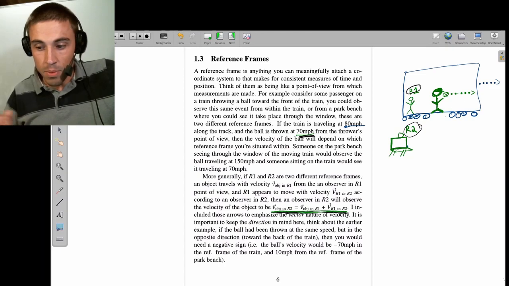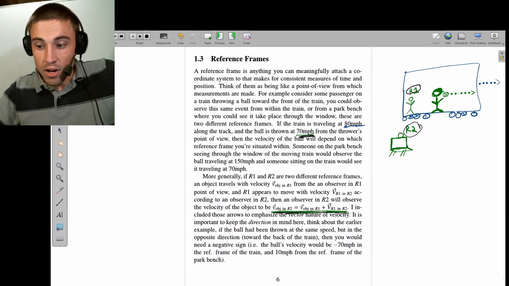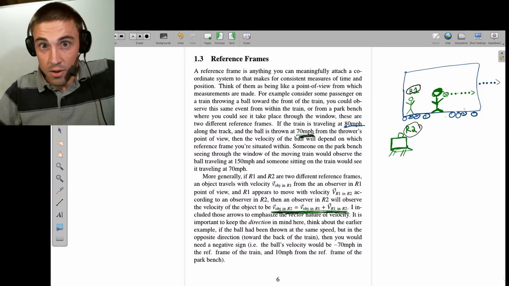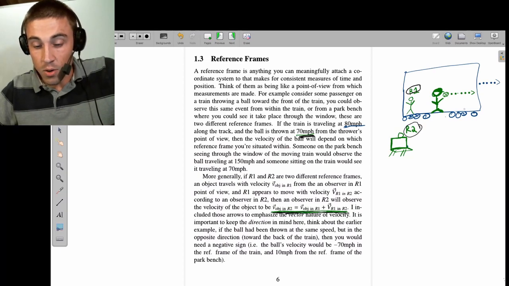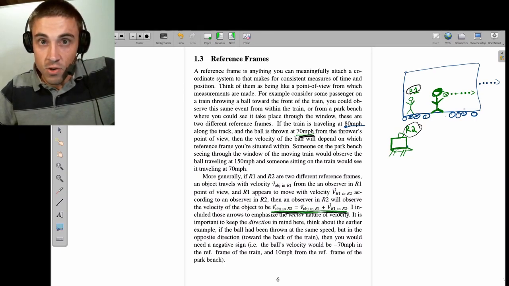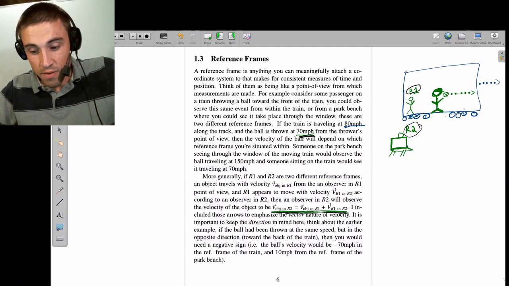Just consider if the ball had been thrown in the opposite direction, then the ball's velocity with respect to the train would be different. It would be negative 70 miles an hour because it would be going in the opposite direction of the train. And then in R2, the ball would be traveling not 150 miles an hour, but 10 miles an hour, because the 80 mile an hour speed of the train is offset by the 70 mile an hour velocity of the ball going against the direction of the train. And this type of thing just highlights how important it is to keep in mind the direction of the velocity as well as the magnitude.